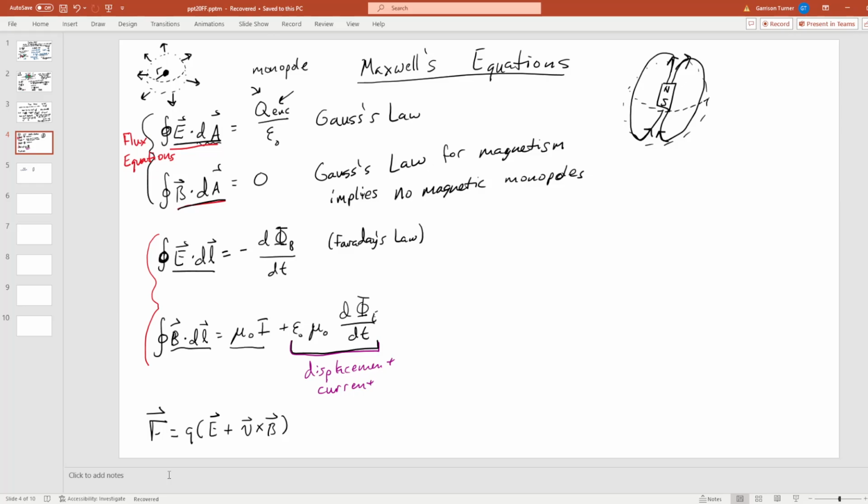And this is just a combination of the force on a charge in an electric field, F equals QE, and the force on a charge in a magnetic field, F equals Q V cross B. These five equations govern all known electricity and magnetism phenomena. These four equations, as they're written here, govern electricity and magnetism in a vacuum.